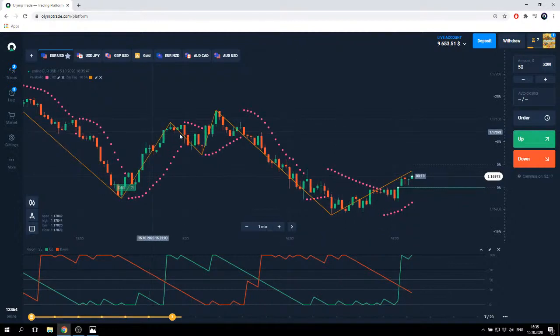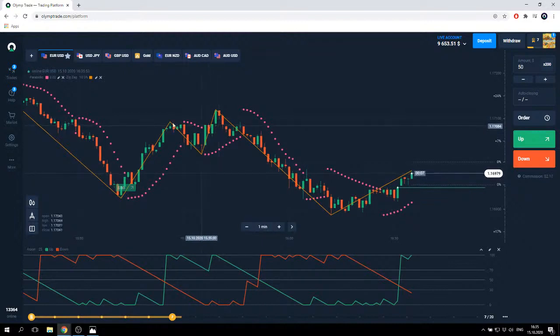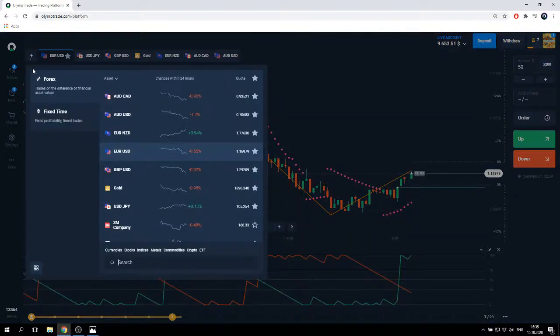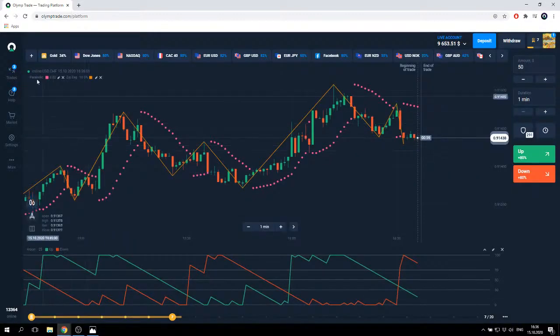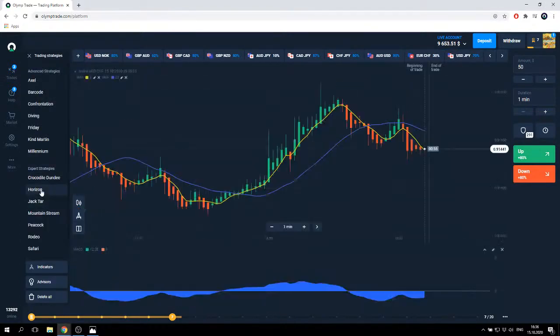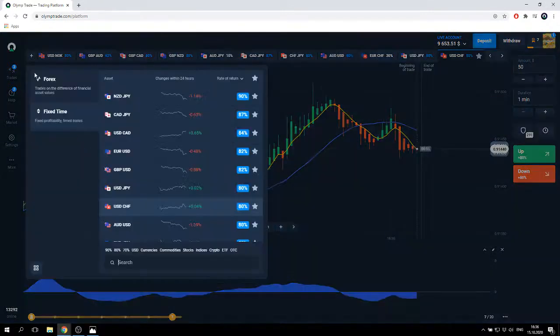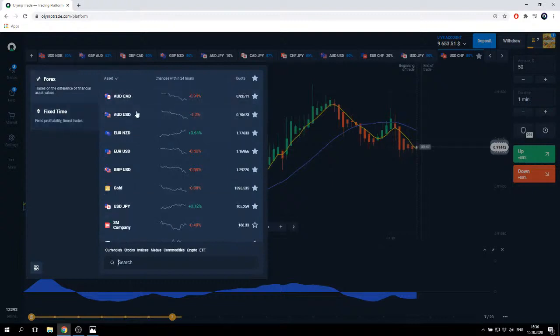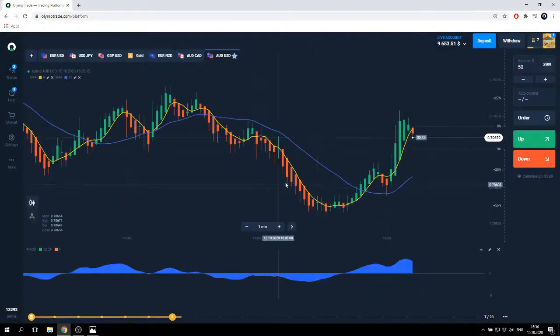Okay, so now I believe we are going to the next strategy, that is the horizon strategy. For that, again, we go back to the fixed time strategy, click, and go for the horizon strategy. Wow, this strategy has already been set up on our terminal. We'll change it to forex and go there, right?